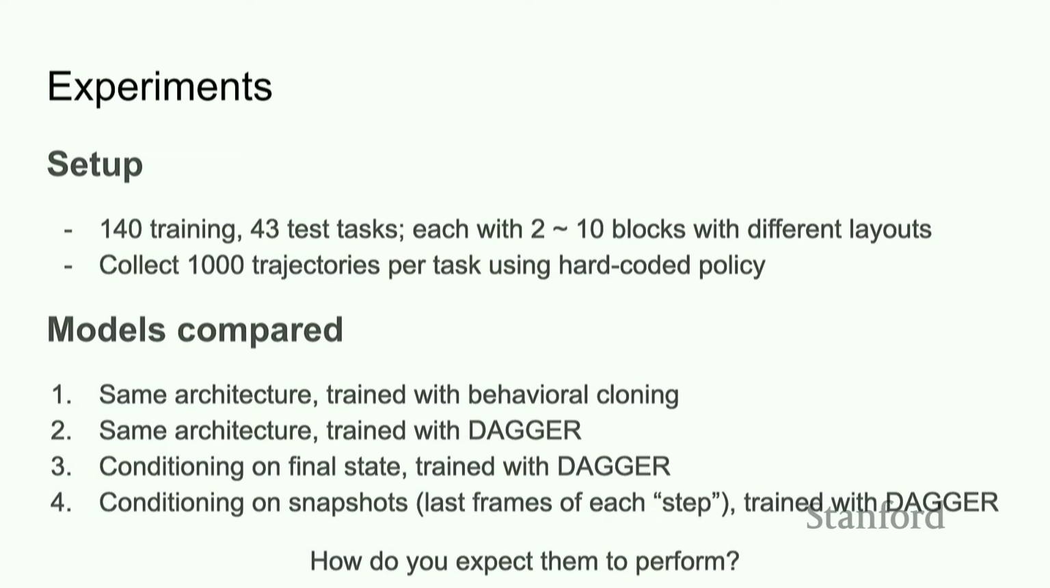They had different training and test tasks, each with 2 to 10 blocks of different layouts. And then they collected about 1,000 trajectories per task using a hard-coded policy. And they compared 4 models. The first 2 were using the same architecture that we introduced, but using 2 different training schemes, behavior cloning and Dagger. The third and fourth use a slightly different input. The third one only looks at the final state of the trajectory, while the fourth one looks at different key snapshots of the whole trajectory.